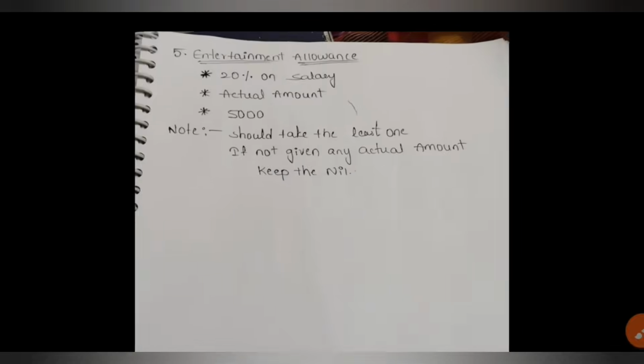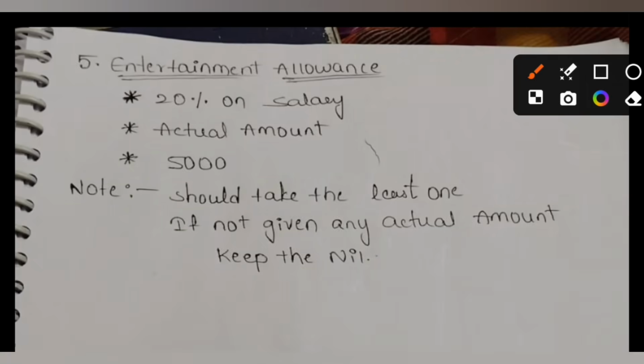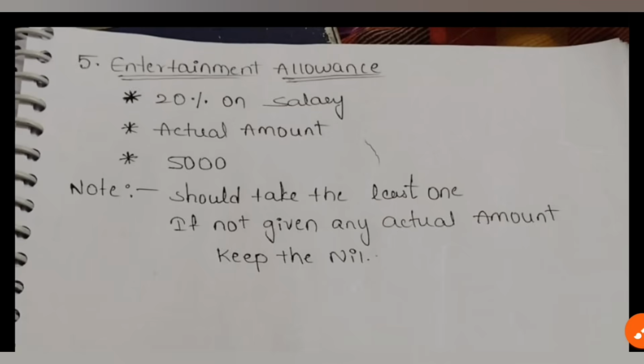And the last point you need to remember is entertainment allowance. If a person is a government employee, you need to take this one. Just now we have discussed: entertainment allowance, 20% of the salary, actual amount and default 5000. Whatever is the least, we are taking as a deduction. Okay, so I hope you have understood these points. Now let's do a problematic question.